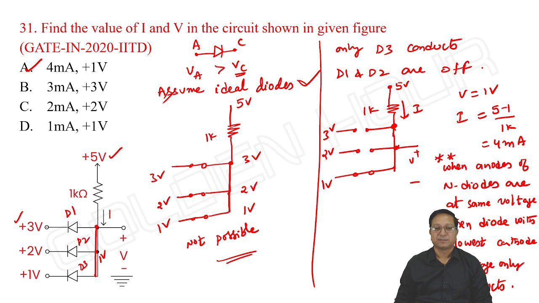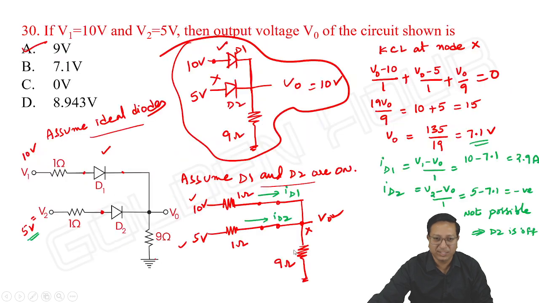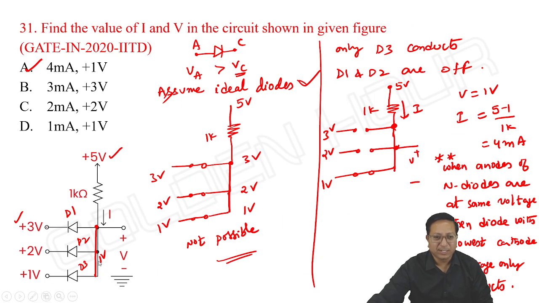Okay, that's it. And this is also conditional, like what we have seen earlier. In the previous problem, I started with cathodes at the same potential, then the diode with the highest anode voltage only conducts. But that is true if you know the anode voltages directly. Cathodes are shorted, and a similar scenario is possible here: anodes are shorted, but the cathode voltages are known.